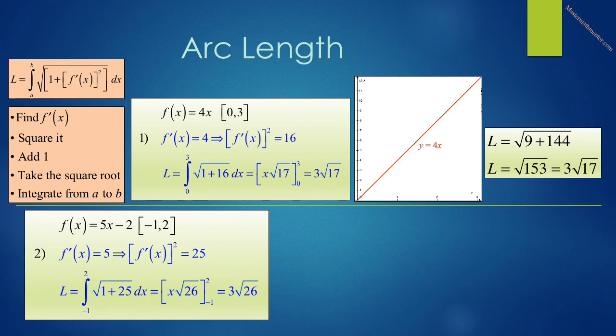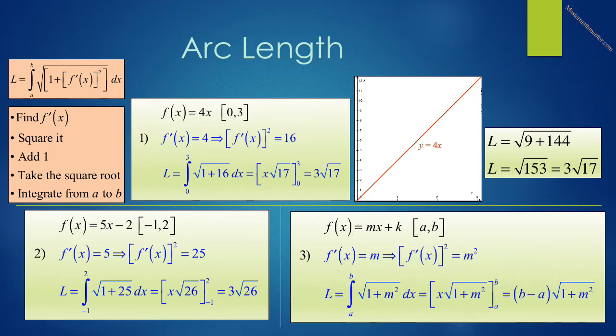Problem 2 is also a line, f of x equals 5x minus 2 on the interval negative 1 to 2. So f prime of x is 5, and f prime of x squared is 25. So the arc length is the integral from negative 1 to 2 of the square root of 1 plus 25 dx, which is x root 26 evaluated from negative 1 to 2, or 3 root 26.